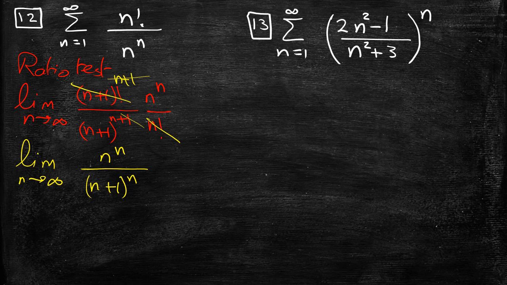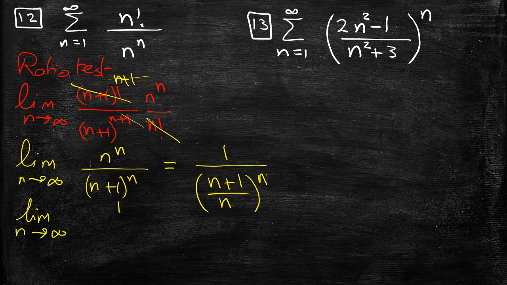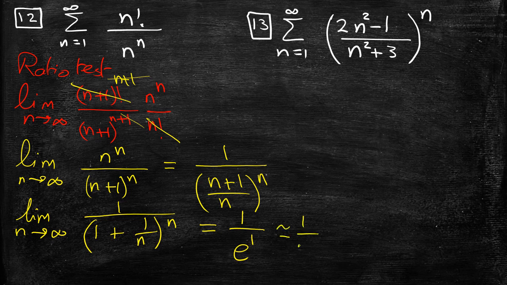Don't be confused, this can be rewritten as 1 over 1 plus 1 over n, all to the power n, which again, this limit as n approaches infinity, 1 over 1 plus 1 over n all to the power n, is again the definition of the exponential function, where 1 over this is e to the power 1. So this is 1 over 2.7, a number less than 1. So it means my series here is a convergent series.